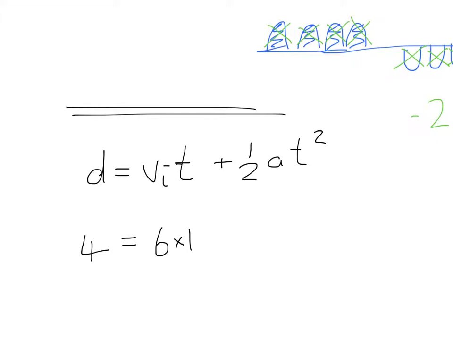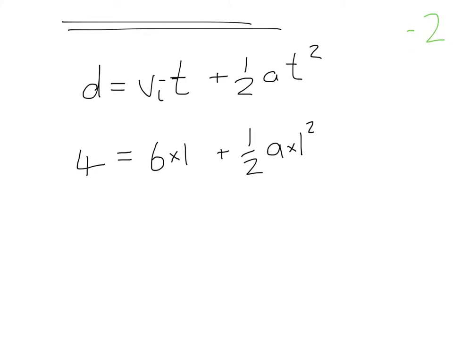So v_i t is 6 times 1. So that means we're left with half a, and the time was 1, times 1 squared. I'm just working through getting to the same sort of point that we would have from the above example. Oops, excuse me, never mind, I'm back on. So we've got 4 equals 6 plus, now half a, oh, I've made an error here. I'm going to make our time equal to 2. So this is going to be equal to 12.